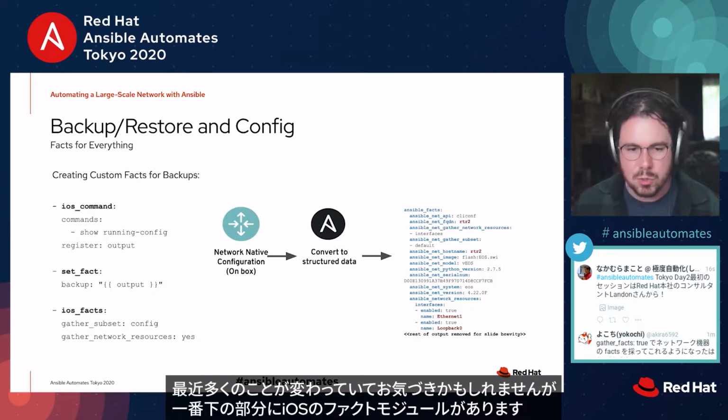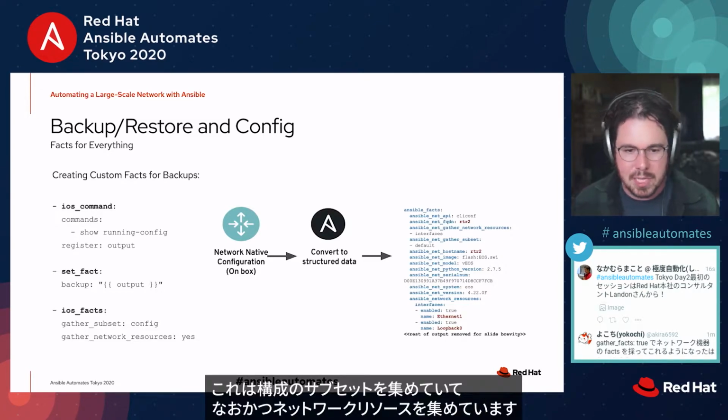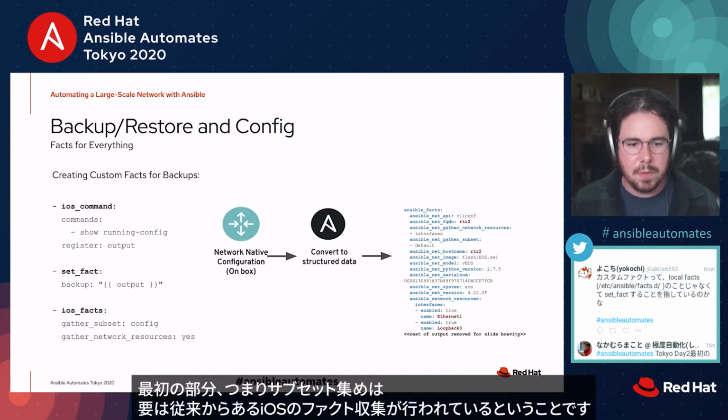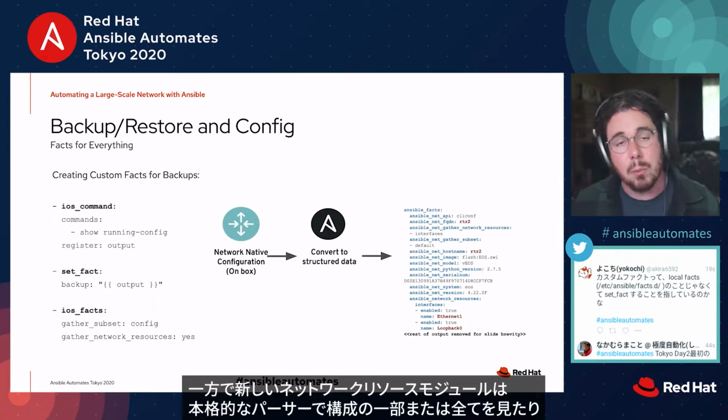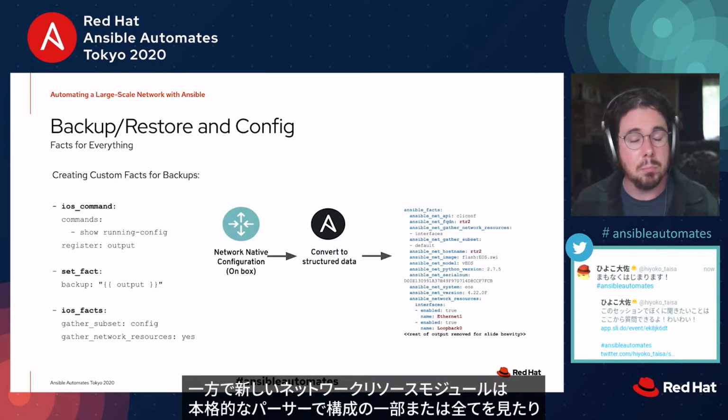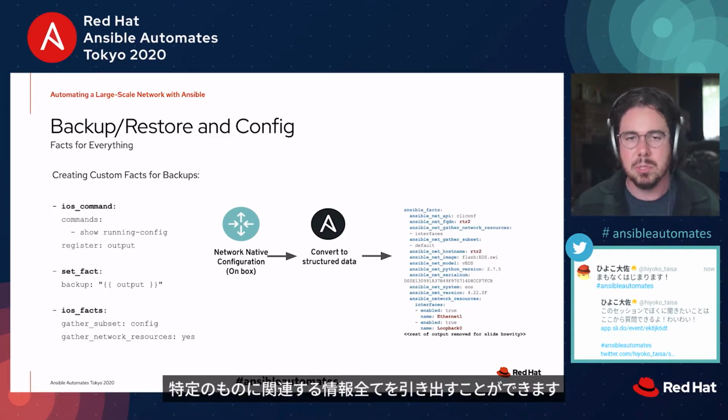Now, a lot of things have changed recently, because you may notice at the bottom I have an iOS facts module. It's gathering a subset of config, and it's also gathering network resources. The first part, the gather subset, is essentially traditional iOS fact collection happening. It would be the fact module simply getting a small group of configuration items and then handing it to you. Whereas the new network resource modules are full-blown parsers that will look at parts or all of the configuration and start pulling out everything related to certain things.